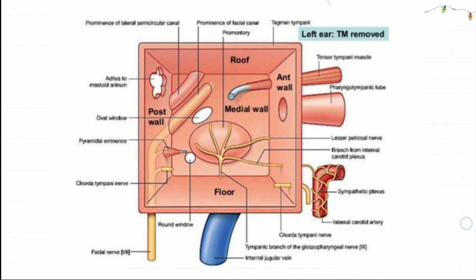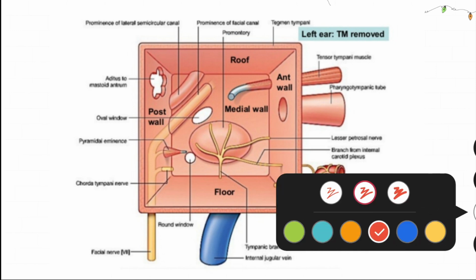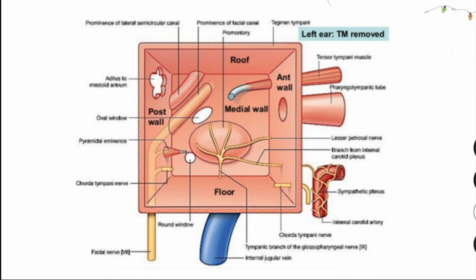Here you can see a rounded bulge, which is your promontory, caused by the basal coil of the cochlea. There are two windows: the oval window, posterosuperior to the promontory, and the round window, posteroinferior to the promontory. Above the oval window there is a prominence of the facial canal, above which yet another prominence is there, which is the prominence of the lateral semicircular canal.